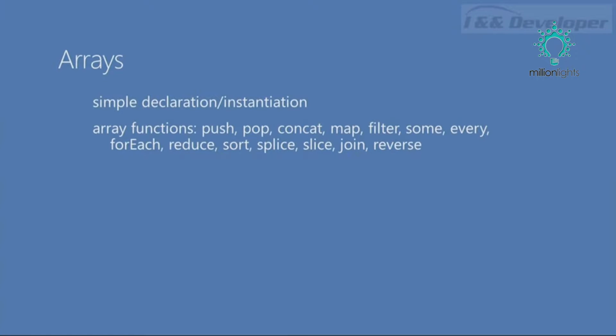Well, arrays have really gotten an upgrade. They've really evolved in the latest version of ECMAScript, and so we're going to look at some of these new features of arrays. Arrays are no more than just a list of objects. That's it. Just a list of strings, a list of integers, a list of objects. Could even be a list of functions. So arrays are really powerful, and we're going to look at how to just simply declare and instantiate arrays. And then we're going to look at a whole bunch of array functions.